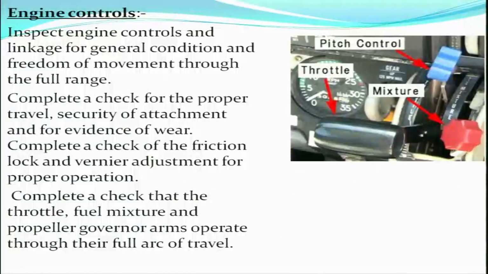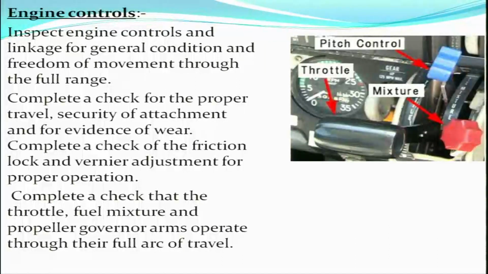Engine controls. Inspect engine controls and linkage for general condition and freedom of movement through the full range. So basically there are three controls in the engine in a single piston engine aircraft. One is the throttle, then there is the propeller control, then you have the mixture control. We check the engine controls for linkage, for general condition, freedom of movement through the full range.